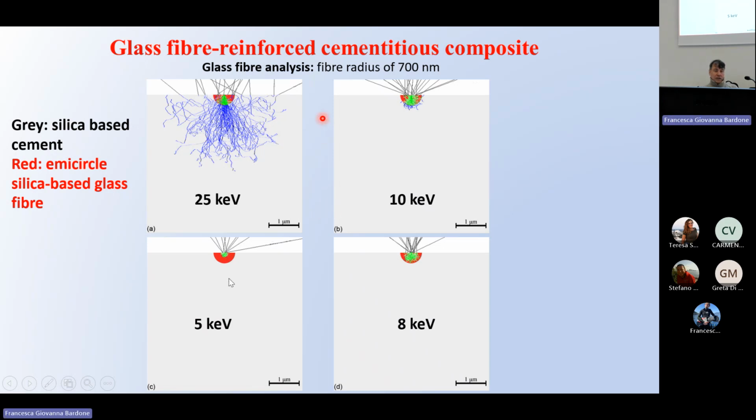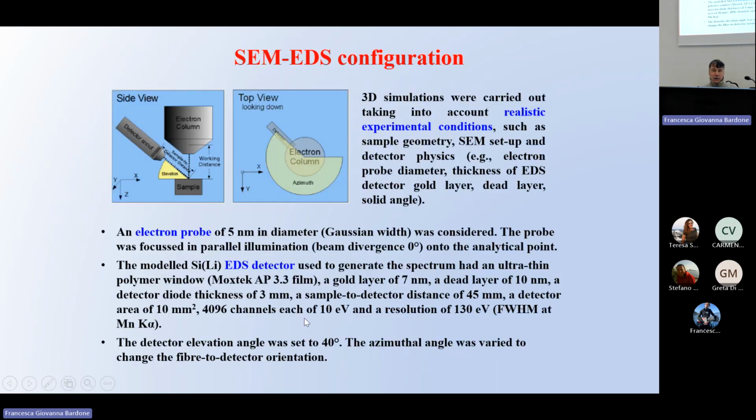If you change the energy to 5 kilovolts, you have the localization of your information only from your glass fiber. So take care and think about the localization information, and you can change the energy of your beam. Not a fixed amount. You can change during your observation.